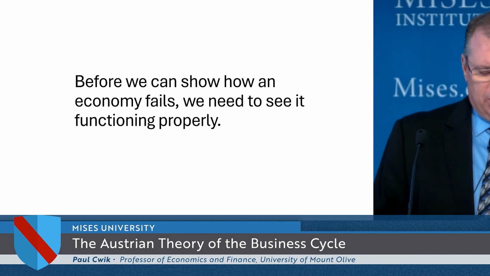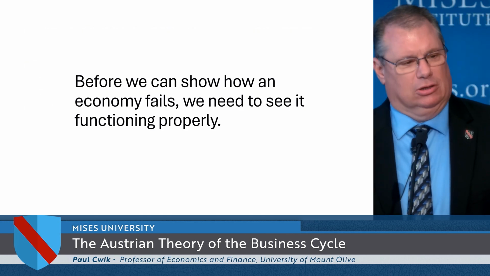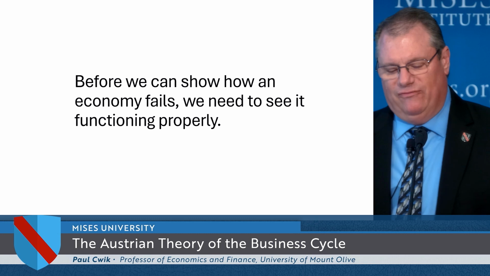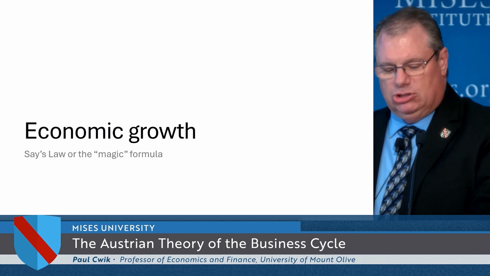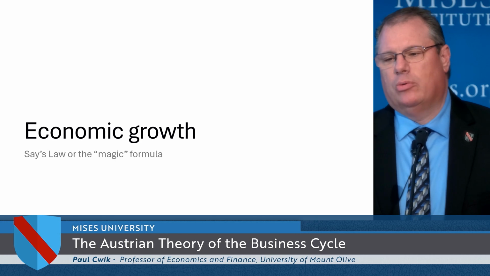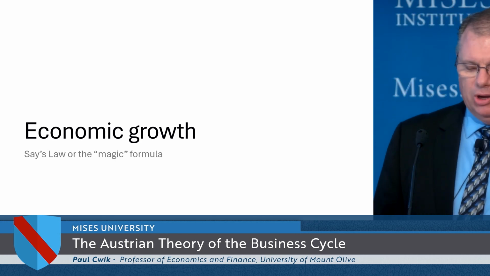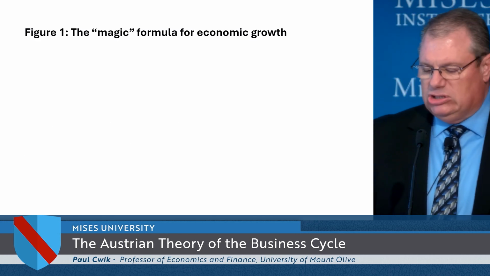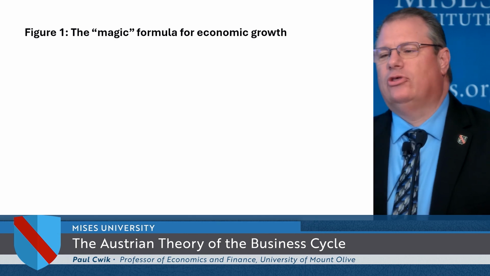Now, before we can show how an economy fails, we need to see how it functions properly. And so we have to talk about economic growth. And this is Say's law, or what I like to call the magic formula for economic growth. So let's start at the end. What is the goal of an economy?